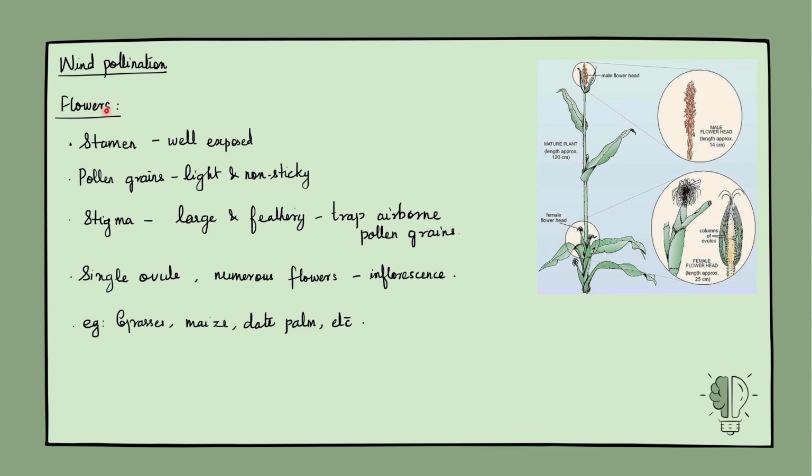So, the wind-pollinated flowers will have well-exposed stamen. Their pollen grains are light and non-sticky so that they can be easily transported by the wind currents. The stigma is large and feathery to trap the airborne pollen grains. They have a single ovule and numerous flowers are packed into an inflorescence. The examples are grasses, maize, date palm, etc.